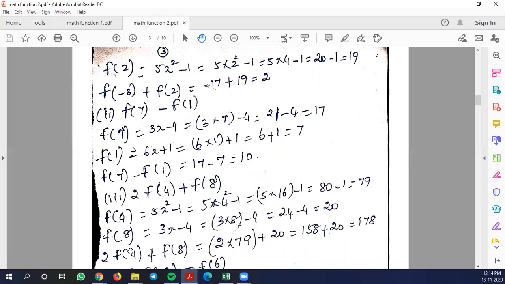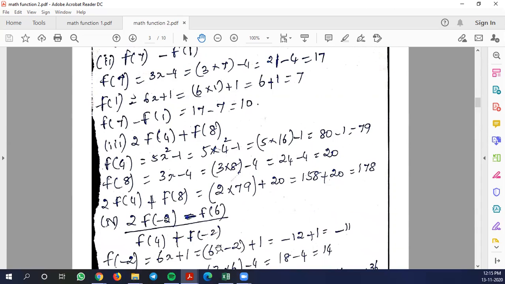f of 8 comes under the last one, 3x minus 4. So 3 into 8 minus 4. 3 eights are 24 minus 4, it is 20. So 2 f of 4 plus f of 8. So 2 into f of 4 is 79 plus f of 8 is 20. 79 twos are 158 plus 20, it is 178.